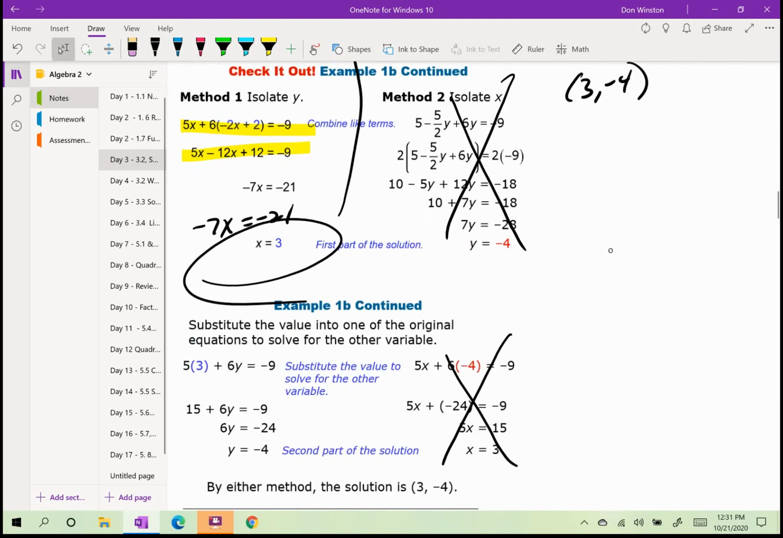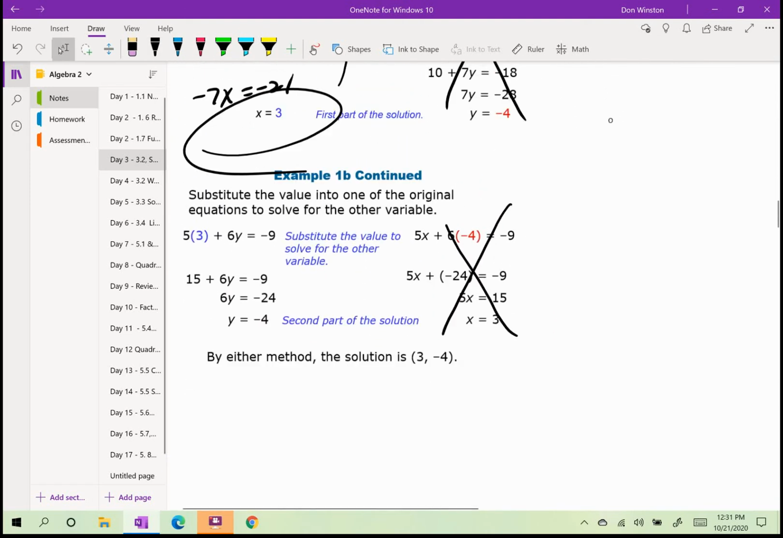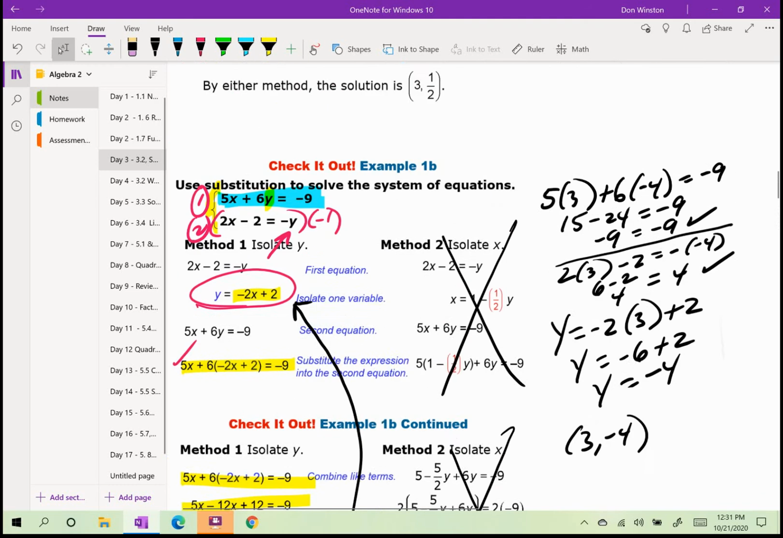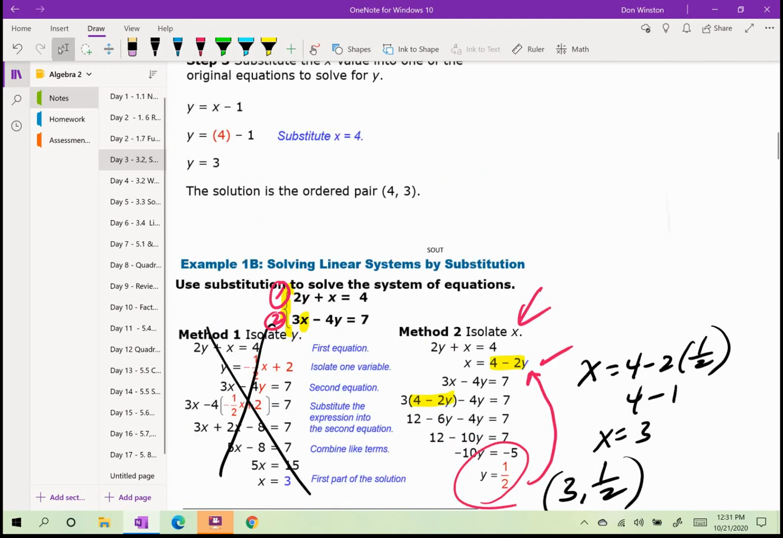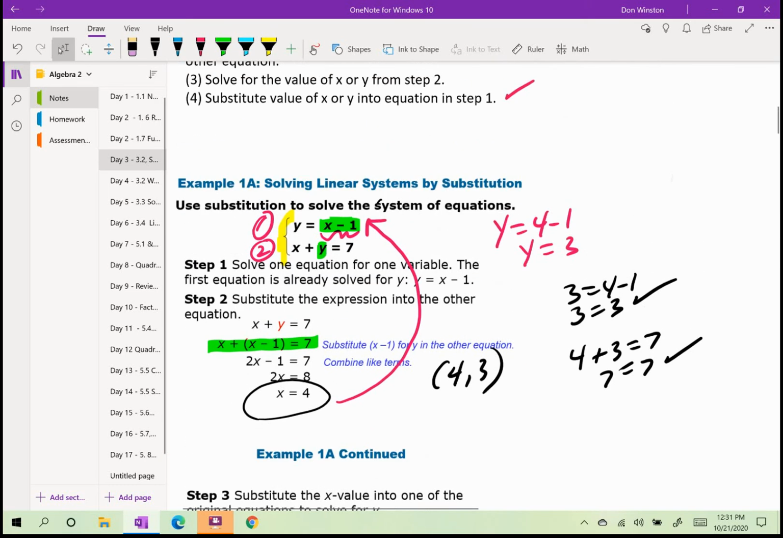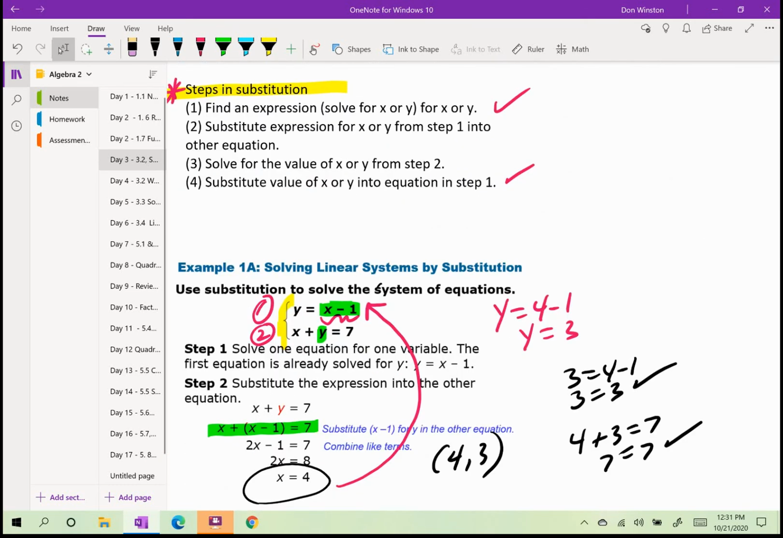Okay, so that's substitution. Again, what you do each and every time are these steps here. You find the expression, you solve for x or y. You substitute the expression for x or y from step 1 into the other equation. You solve for the value of x or y from step 2, and then you substitute the value of x or y into the equation in step 1. And then you should always check your work.